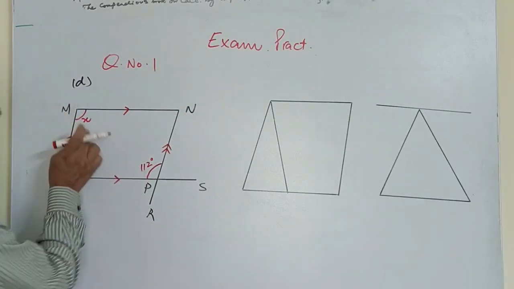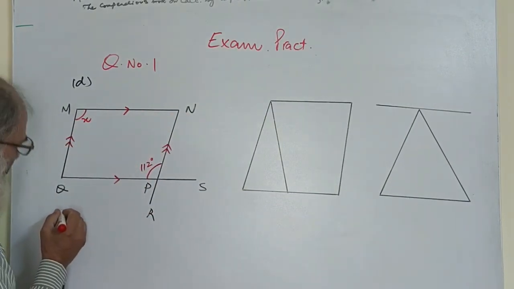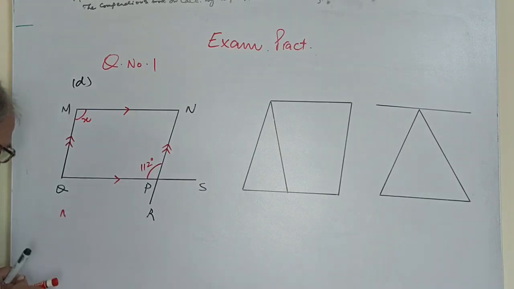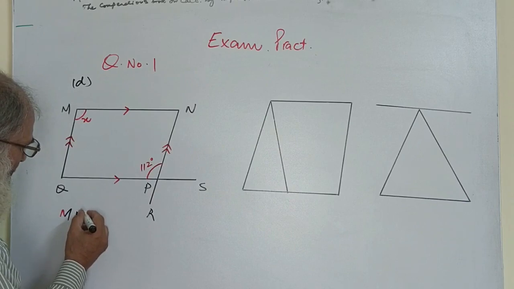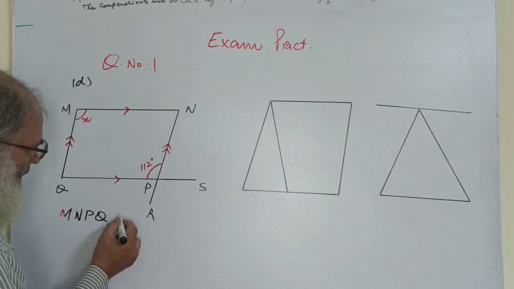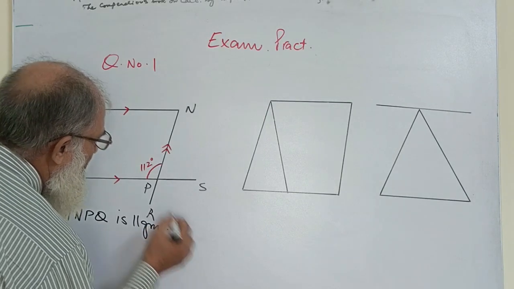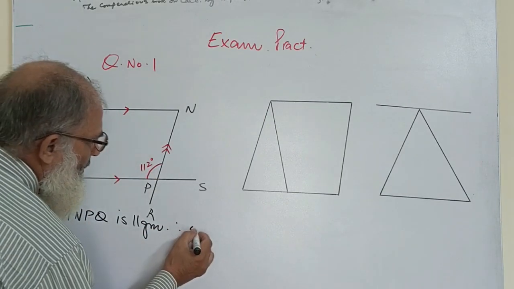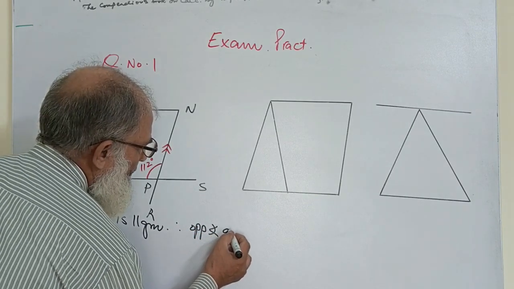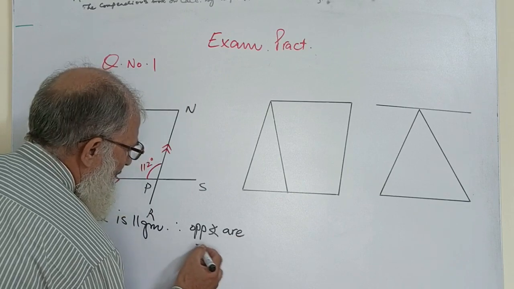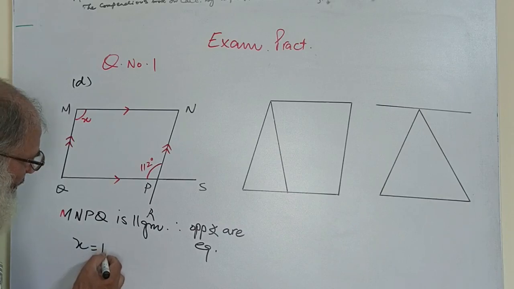So if this is a parallelogram MNQP, therefore opposite angles are equal. Opposite angles are equal, therefore x is equal to 112 degree.